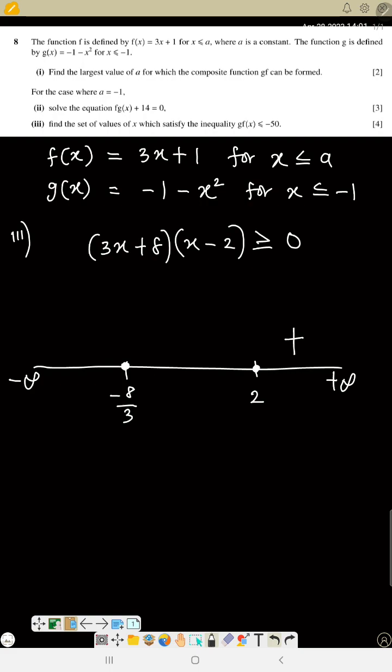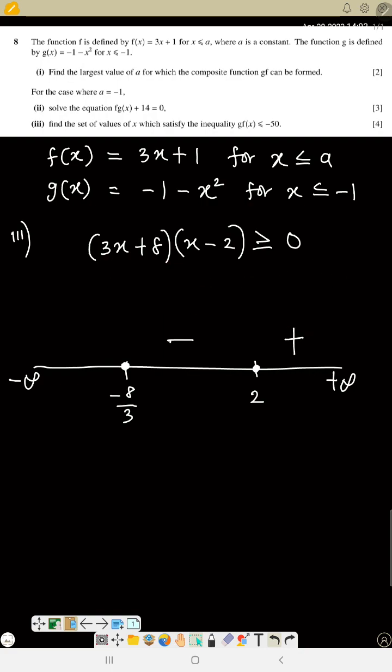Now, there is a trick again. If the power on your bracket is 1, as in power 1, then the sign will alternate. The next one should be minus, the next one should be plus. But let's show it. Pick any number in this region, roughly minus 2 point something to 2. Let's pick 0. If you put 0 here, 3 times 0 is 0, so it remains 8. That is positive. Times, put 0 here, then this is minus 2. That is negative. Positive times negative is negative. So the second one is a negative result.